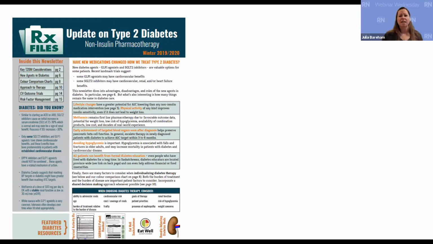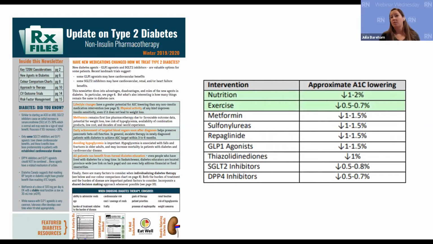So here is our update on type 2 diabetes newsletter, specifically looking at the non-insulin options, because it was such a big topic, we had to cut it down into non-insulin and insulin. What might you find as you flip through the pages here? Well, there are a variety of interventions for type 2 diabetes. How well do they work for lowering A1C? We've got nutrition and exercise right at the top, highlighted in green because these are non-drug options, and you can see that no drug will lower A1C better than nutrition. And as we add on different drug therapies, you can see what you might expect in terms of A1C lowering.